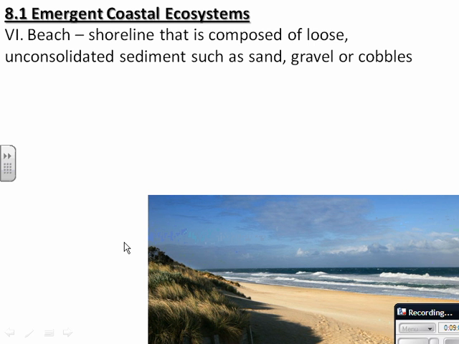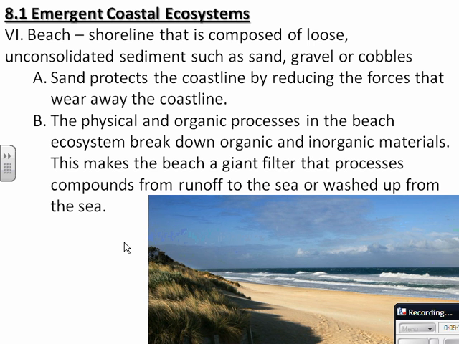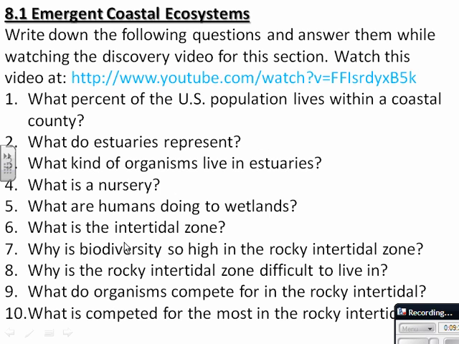Now, the beach, which is what we're used to in our area, is basically a shoreline composed of loose sediment or unconsolidated sediment such as sand. Sand protects the coastline by reducing the impact of waves. So whereas the beach may erode, the landmass itself is somewhat protected by this sand barrier. And the beach also has physical and organic processes that help to break down organic and inorganic materials. So in other words, it's kind of like a filtering agent. So beaches are important for many different reasons.